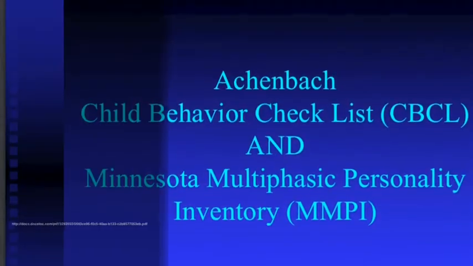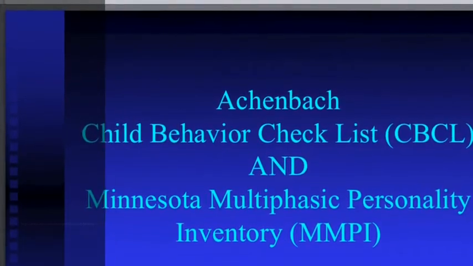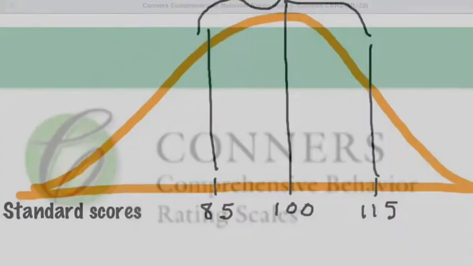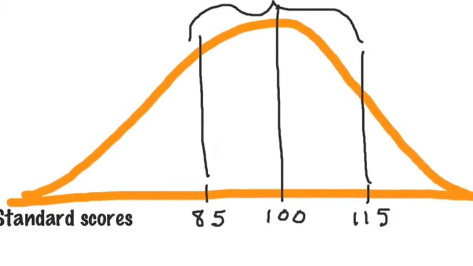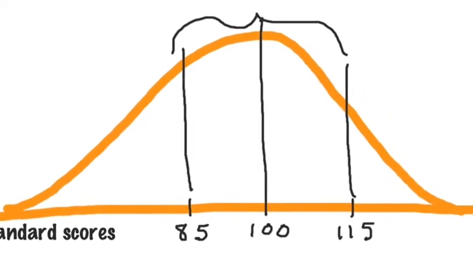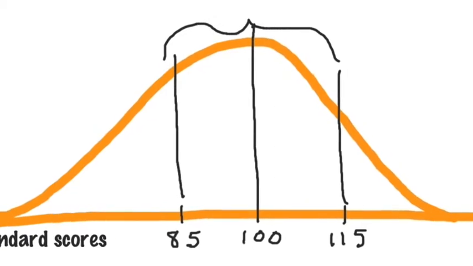Behavior rating scales are another set of tools used to assess the severity of various behaviors among students of all ages. These tests and rating scales are generally scored using the idea of a bell curve. Scores between 85 and 115 are considered in the average range.